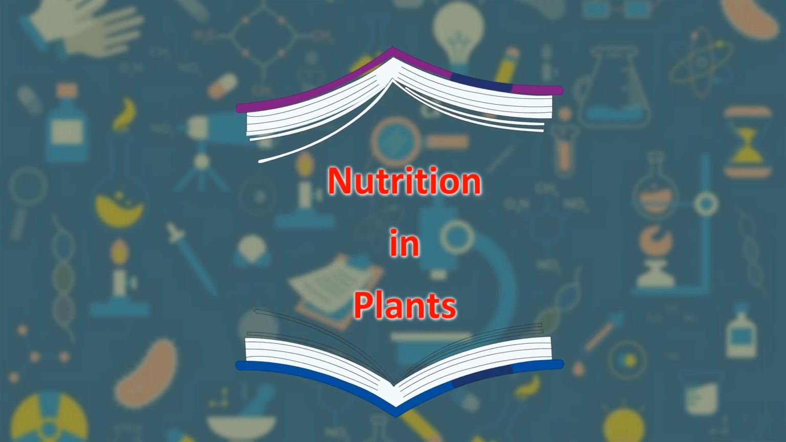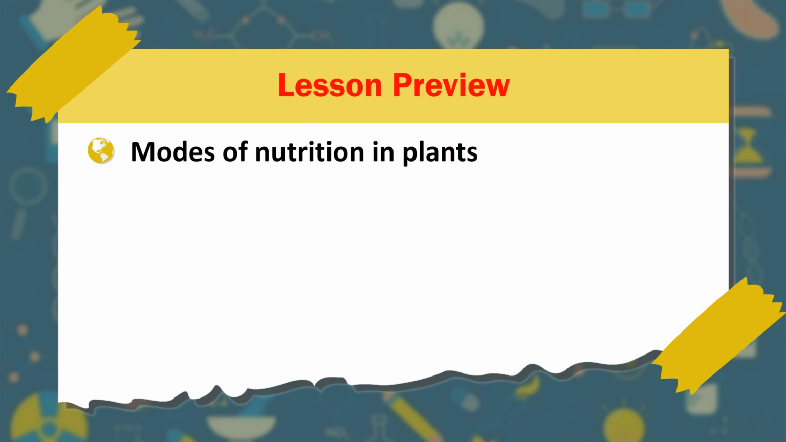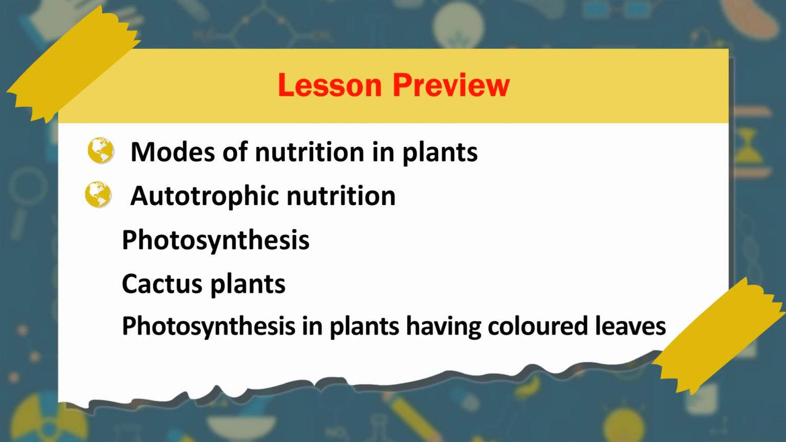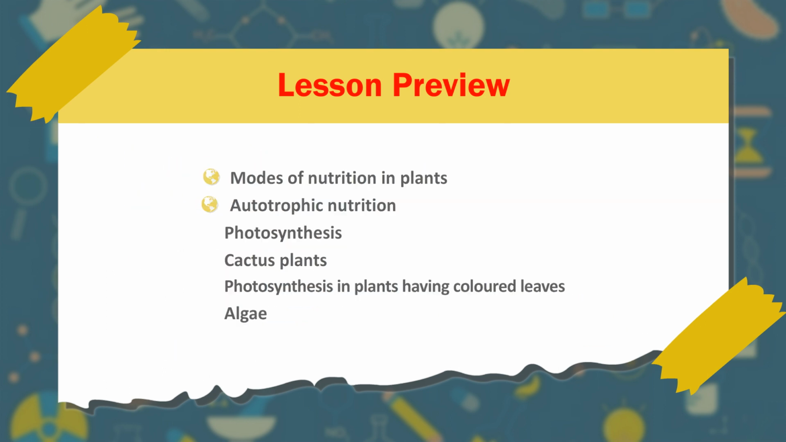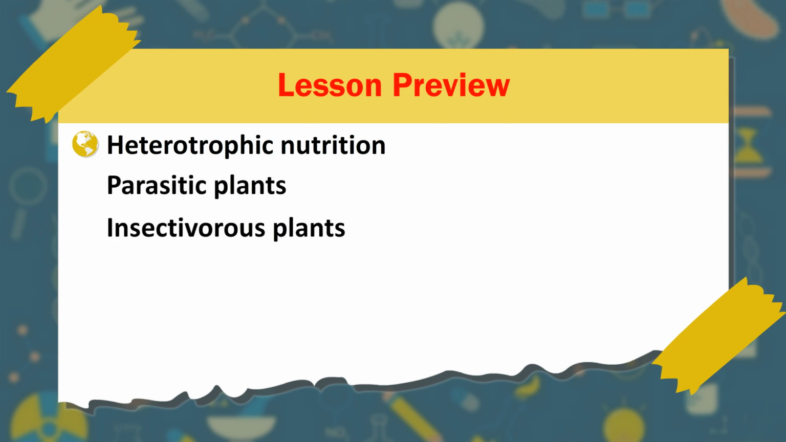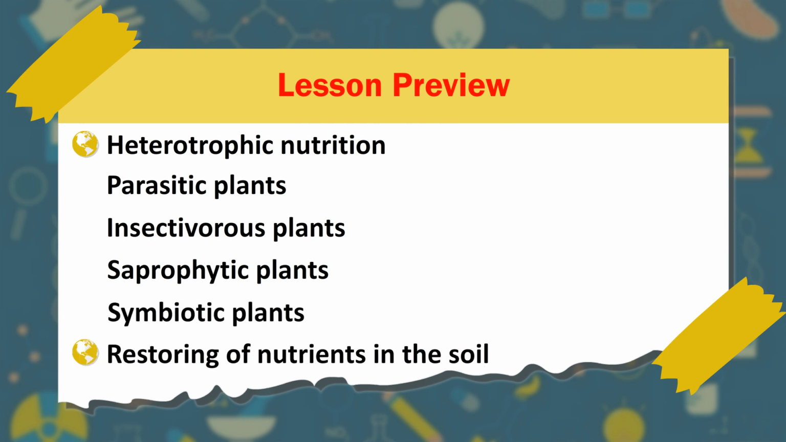Nutrition in plants. Lesson preview. Modes of nutrition in plants. Autotrophic nutrition. Photosynthesis. Cactus plants. Photosynthesis in plants having colored leaves. Algae. Heterotrophic nutrition. Parasitic plants. Insectivorous plants. Saprophytic plants. Symbiotic plants. Restoring of nutrients in the soil.